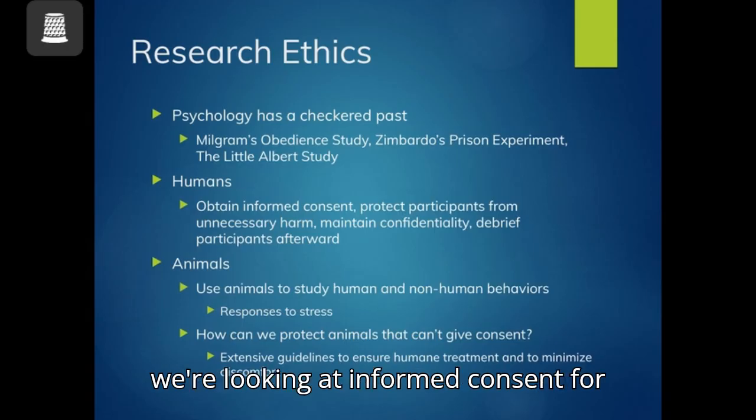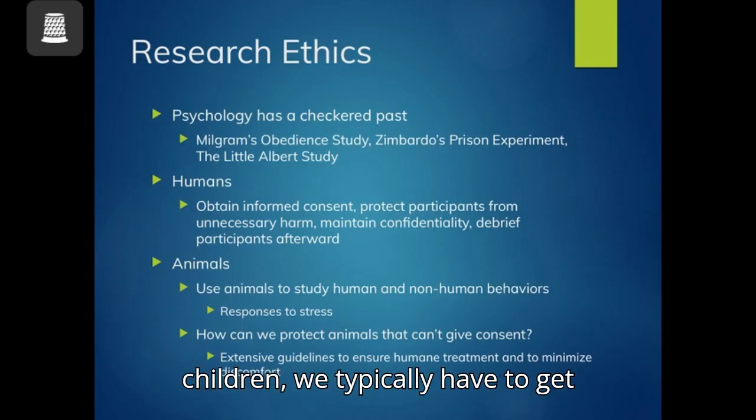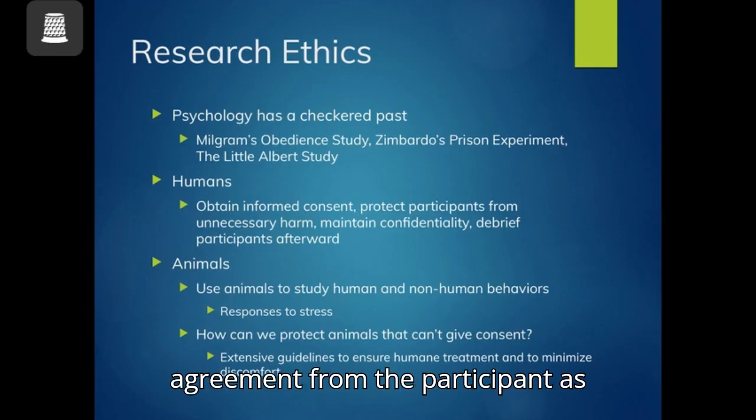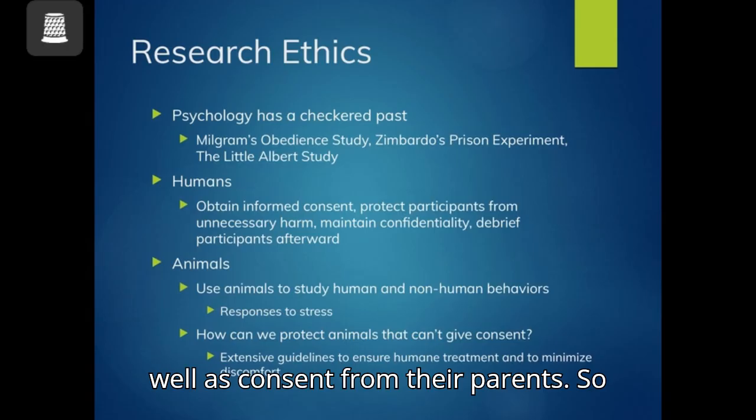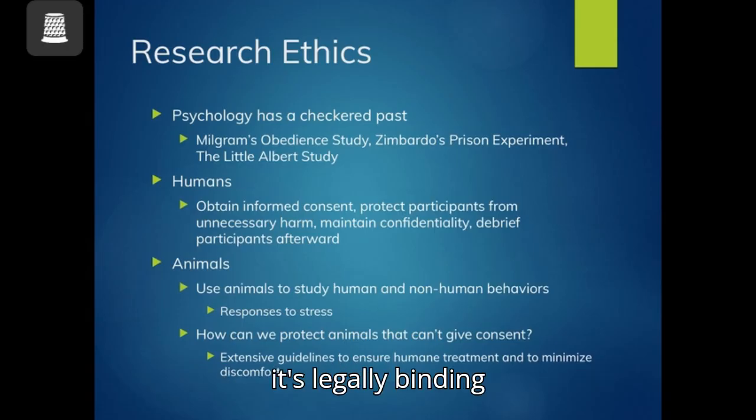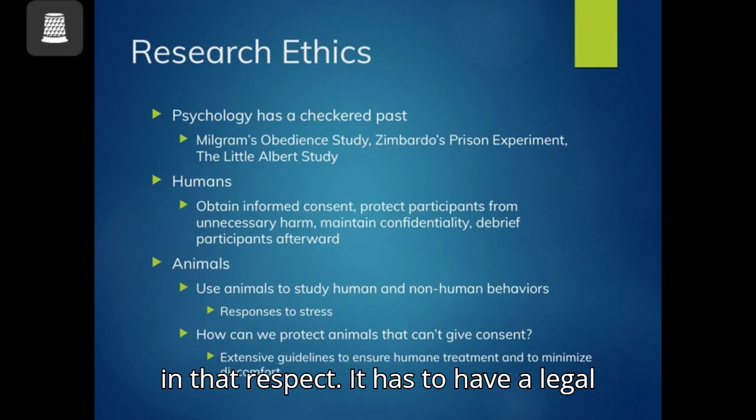So when we're looking at informed consent for children, we typically have to get agreement from the participant as well as consent from their parents. So it's legally binding in that respect. It has to have a legal adult to consent.